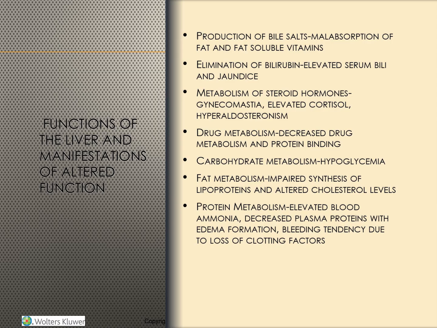Another major function of the liver is to eliminate bilirubin. Bilirubin is a byproduct of the breakdown of red blood cells within the body. When bilirubin cannot be excreted efficiently, it causes an increase in serum bilirubin because it's not being removed from the bloodstream, and that causes the characteristics of yellowing skin and eyes that we associate with jaundice.